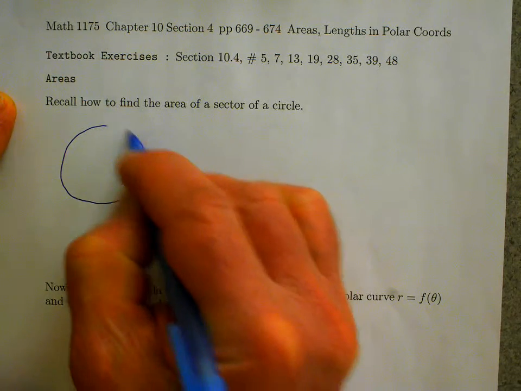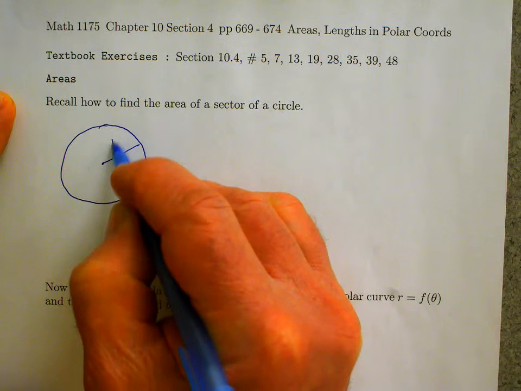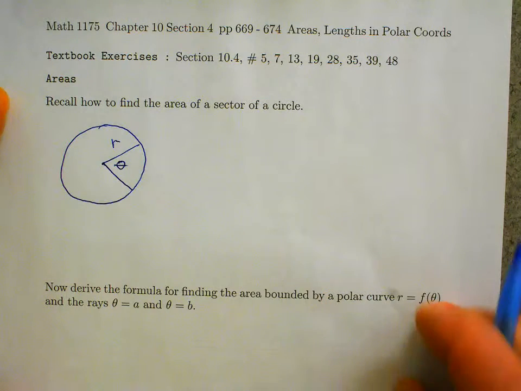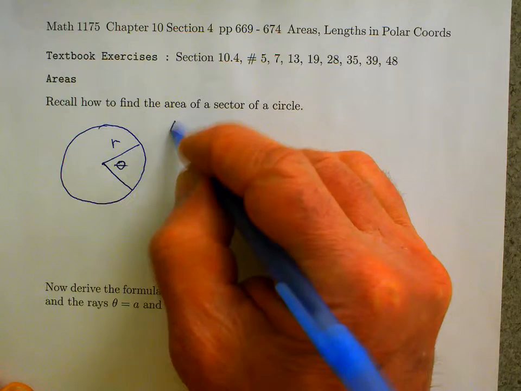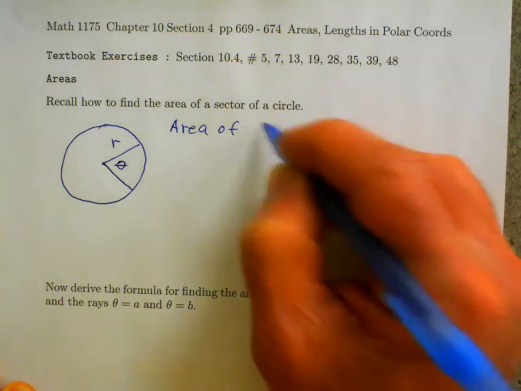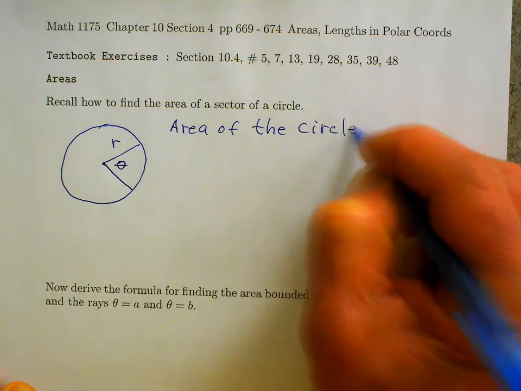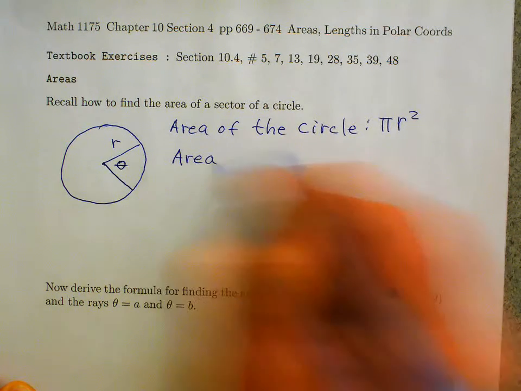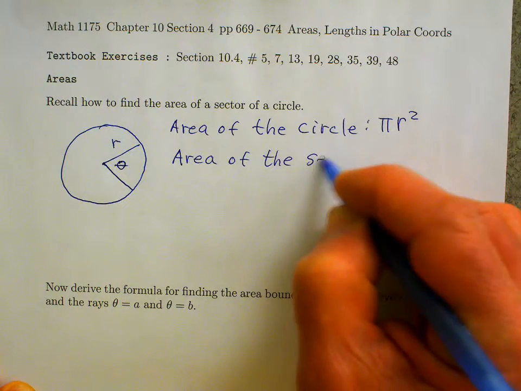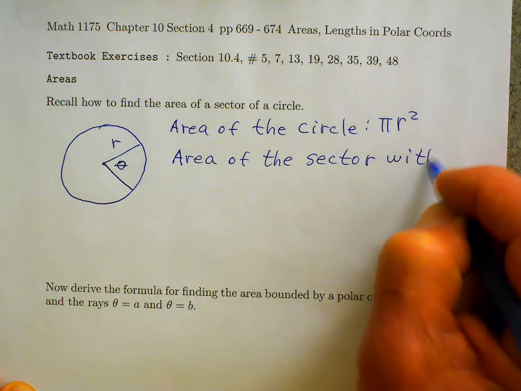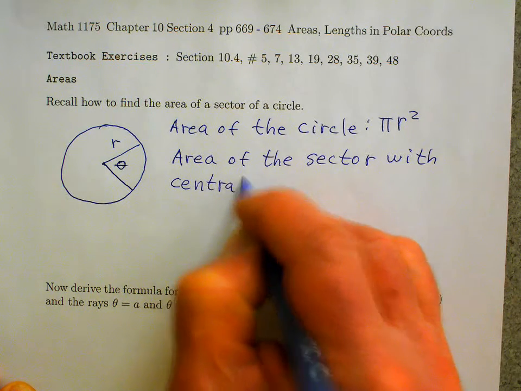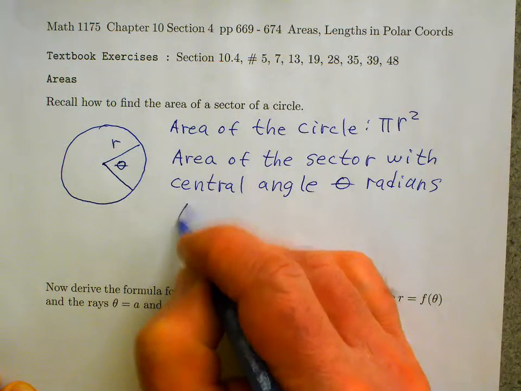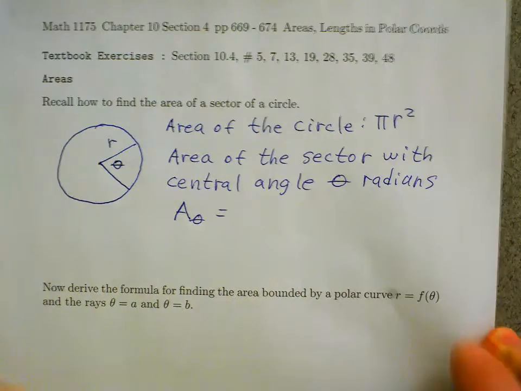So if we have a circle with radius r, and then if we carve out a sector with central angle theta radians, first the area of the circle, we know that that's pi times the radius squared, and so the area of the sector with central angle theta radians, I'll refer to that as A sub theta. Do you remember what that's equal to?